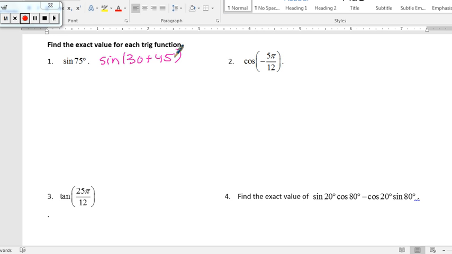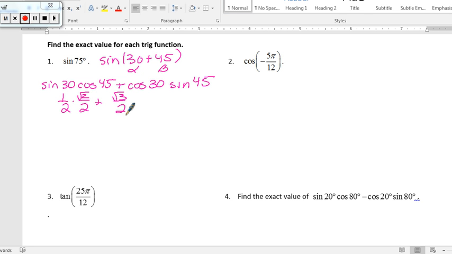Now looking at our first formula on the left-hand column here, alpha is going to be 30, beta is going to be 45. Plugging everything in, the sine of 30 times the cosine of 45 plus the cosine of 30 times the sine of 45. We know the values for all of these, so the sine of 30 degrees would be 1/2. The cosine of 45 would be square root of 2 over 2. Cosine of 30, square root of 3 over 2. And sine of 45 is square root of 2 over 2.